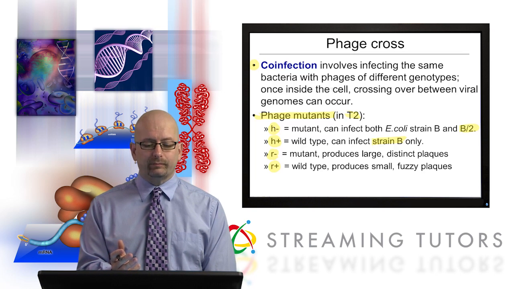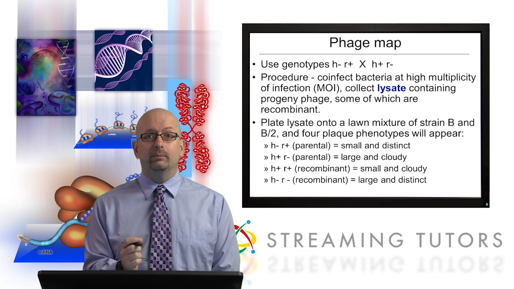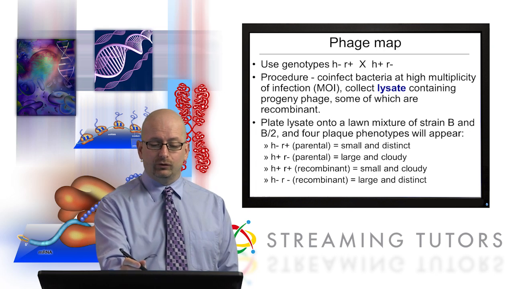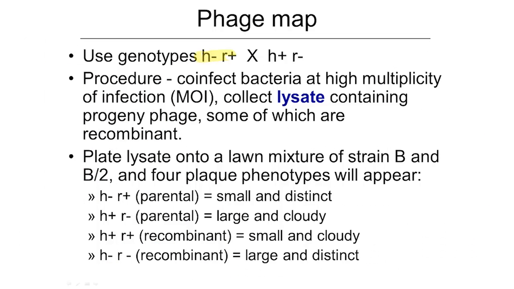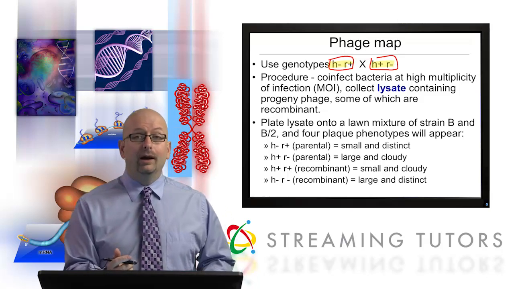All right? So let's take a look at a cross. I know it may sound odd, but we really are sort of crossing two viruses. One is H minus R plus, and one is H plus R minus. If you infected bacteria with just that one, it would have the wild type trait for R and the mutant for H. The opposite if you did a single infection with that one. But we're doing a co-infection, so DNA of both these types is going to be around.